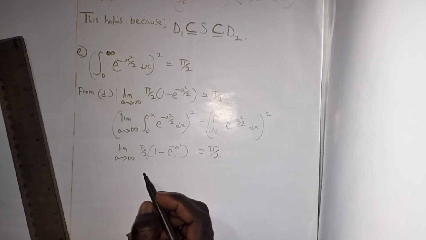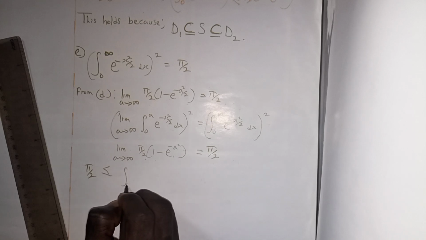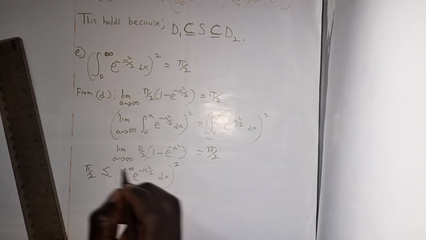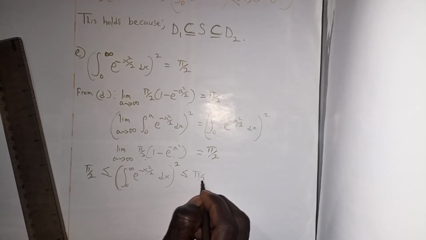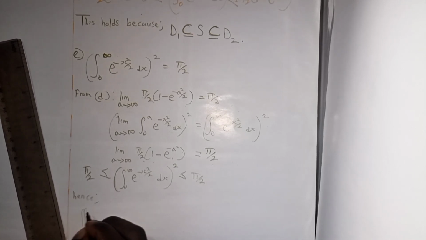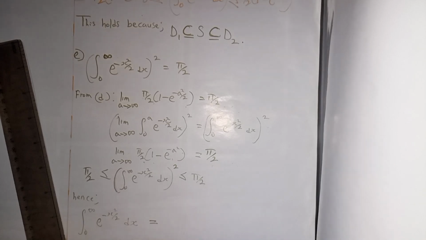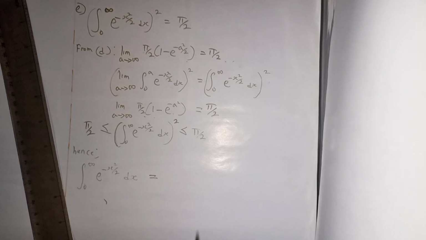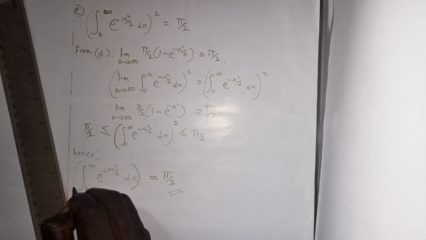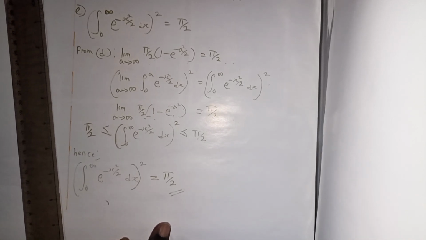So definitely, hence the integral of e to the negative x square over 2 dx, all squared, will give us pi over 2, that is the square. So that is it for our E.